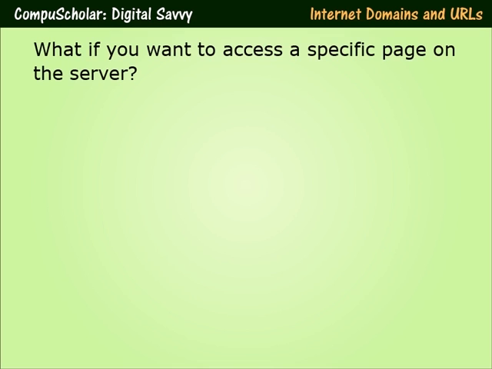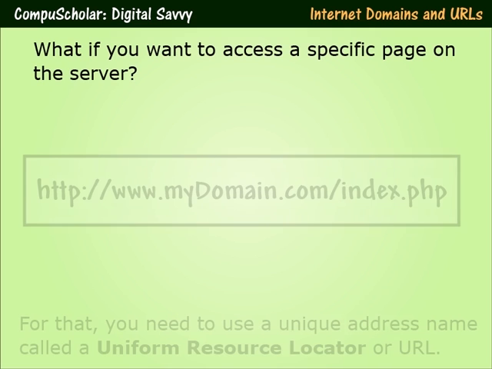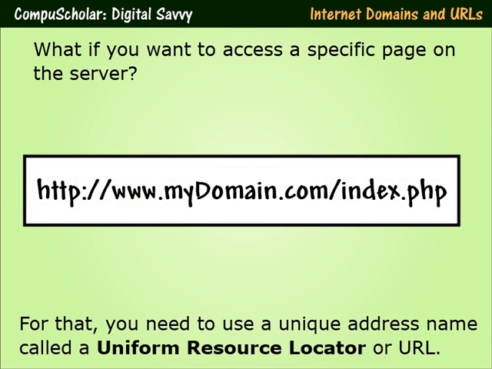You know how to access the main page of a web server just using the domain name. But what if you want to access a specific page on the server? For that, you need to use a unique address called a Uniform Resource Locator, or a URL. A URL looks something like this.